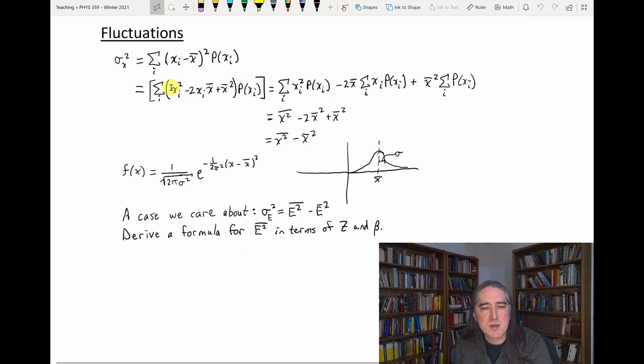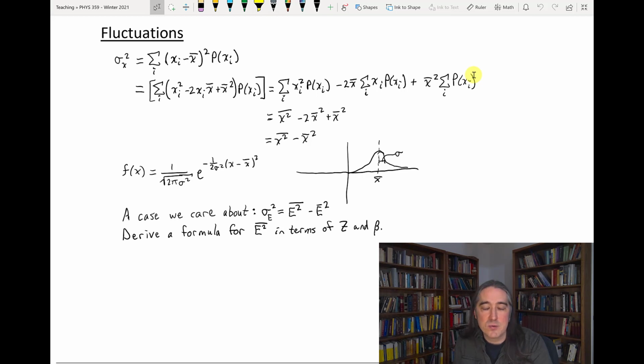Now just separate this out into three sums, one for each term. Okay. So we've got the sum on I of xi squared times the probability of xi. We've got an x bar, right, the average value of x, that doesn't depend on I, so we can pull that out of the sum, along with the minus 2, which doesn't depend on I either. So we just have the sum of xi times the probability of xi. And for the last term, x bar squared doesn't depend on I at all, so that whole thing pulls out, and we just have the sum of the probabilities left.